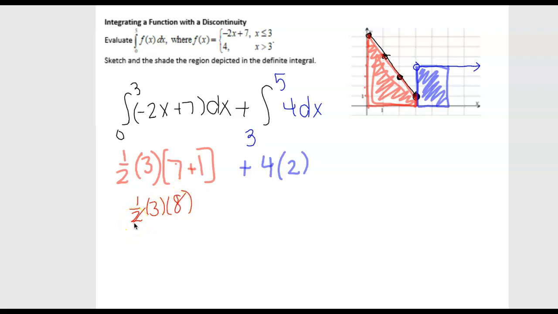So 8 divided by 2 is 4. 3 times 4 is 12. So the area of the trapezoid is 12. The area of the rectangle is 8. So the value of the integral from 0 to 5 is 20.